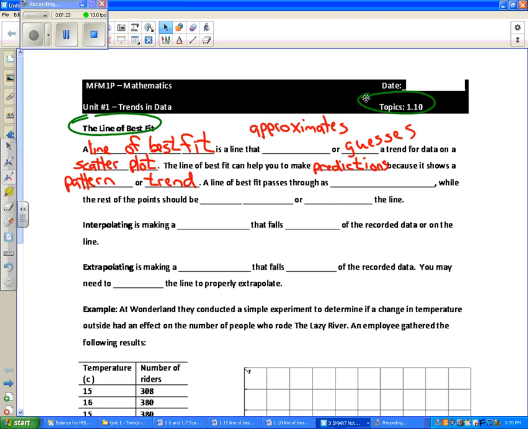A line of best fit passes through as many points as possible. So of all the little plots on our scatter plot, we're going to try to touch as many of those points as possible with this straight line, while the rest of the points should be equally above or below the line.